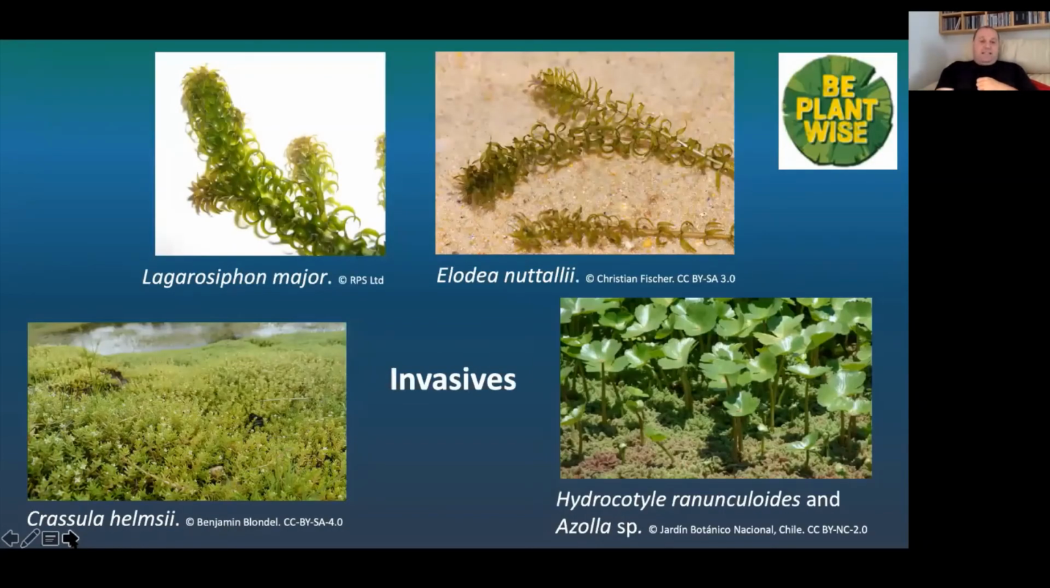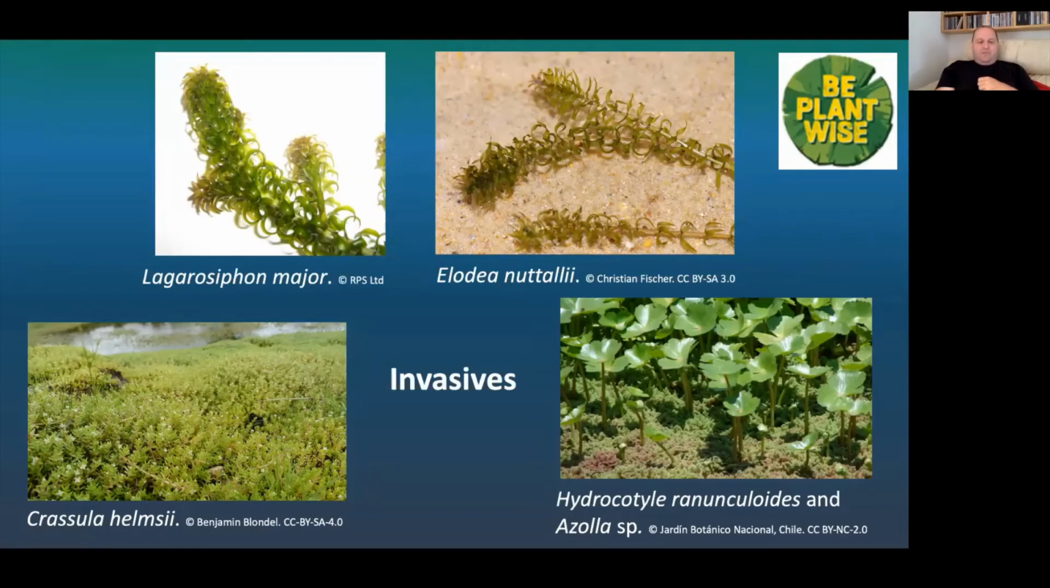Here are some invasives. The commonest I think you'll likely see in garden ponds are these. These are the sort of Elodea group, Canadian pondweeds, loosely. There's actually a number of species. This is called Lagarosiphon major. This is Elodea nuttallii. I think basically steer well clear of anything that looks like this for sale in a garden centre or aquarium shop.